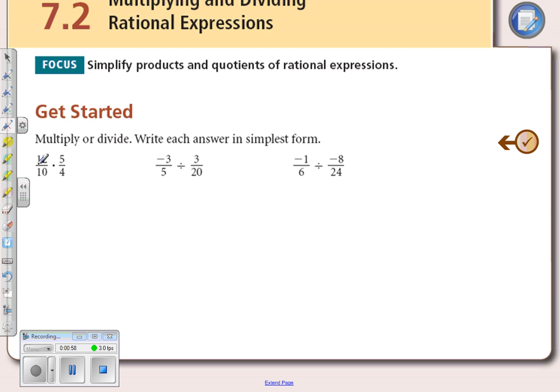Can I reduce within this fraction, the 12 over 10? Yeah, so I'm going to start reducing within it. What can I divide the 12 and the 10 by? I can divide each of them by 2. Divided by 2 gives me 6, gives me 5. And now I've gone as far as I can go in this one.